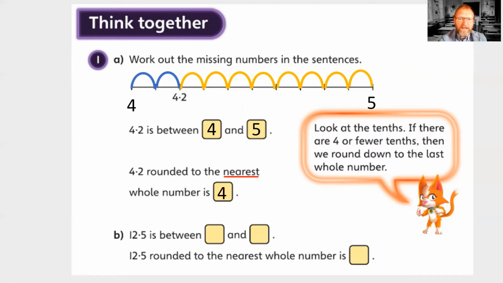Question 1B. 12.5 is between what and what? Well, the whole numbers, 12.5 would be between 12 and 13. Now remember that rule that we said about the 0.5. We always round up. So 12.5 rounded to the nearest whole number is 13.